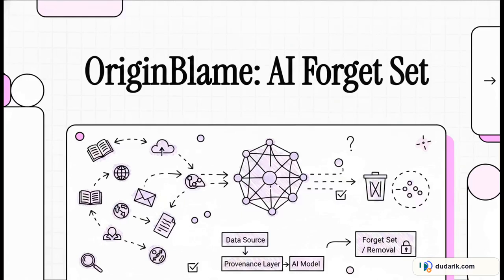Welcome to The Explainer. Today, we're taking a deep dive into a really critical, but honestly surprisingly overlooked bottleneck in AI model training. We're talking about data provenance. Think about it. When an AI ingests millions of documents, how do we actually track where every single piece of information came from? And even more importantly, what happens when we're legally required to remove some of it? It's a massive challenge, and today we're looking at a pretty fascinating new solution called OriginBlame.